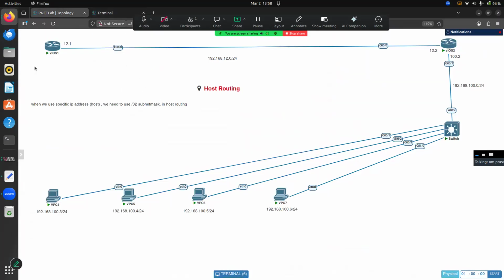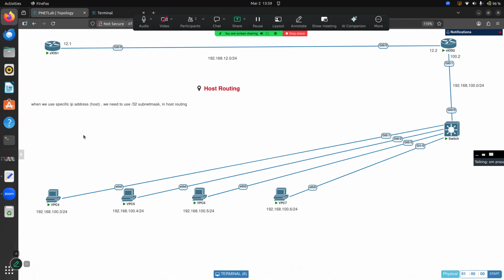Remember the topology. I am going to describe the topology also. This is the 192.168.12.0 network, and this is 12.1, because this is router 1, that's why I am taking 12.1. This is router 2, that's why I am taking 12.2, and this is 100.0. Whatever I mention here, these IP addresses I'll configure in the PCs as well. Let's see that also.